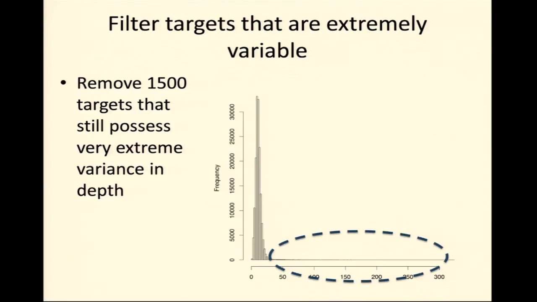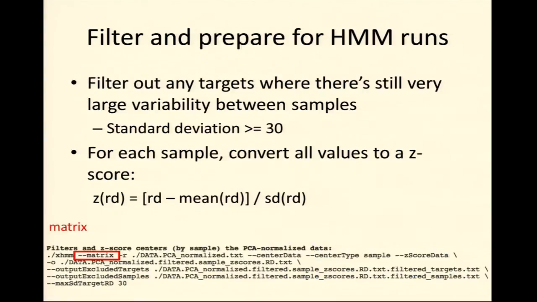As the next step, again, we want to filter out some outlier targets. Even after normalization, there are certain targets that just have very high variance between samples, and that's why we remove those. Those targets will probably be very variable between the samples, and that's probably not indicative of real copy number variation. Again, it's still some residual noise. And again, we do that using the matrix command.